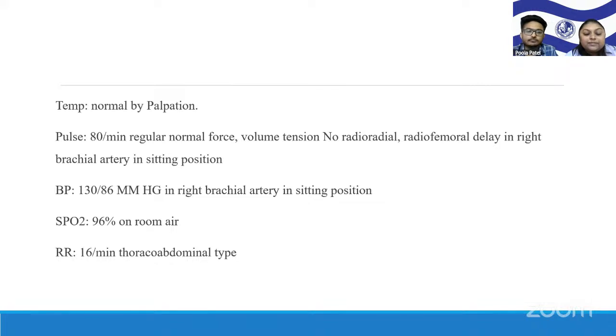The pulse was regular in rhythm, with normal force, volume, and tension, without any radial or radiofemoral delay, measured in the right brachial artery in sitting position. The blood pressure is 130 by 86 mmHg in the right brachial artery in sitting position. The saturation is 96% with a respiratory rate of 16 per minute, of thoraco-abdominal type.